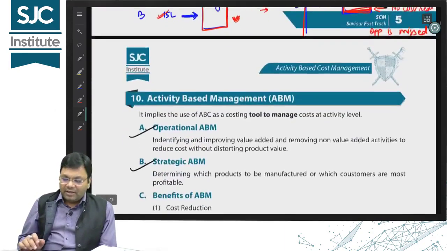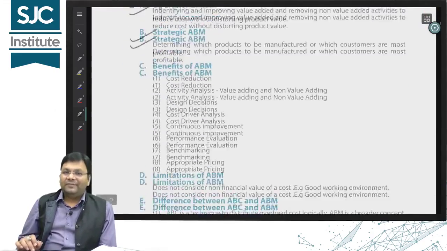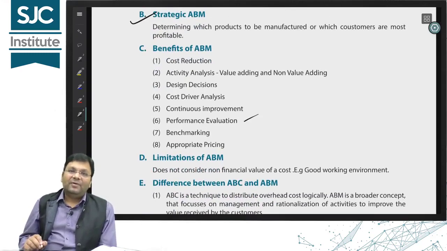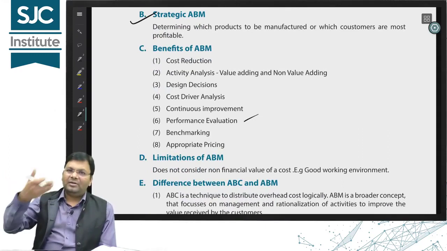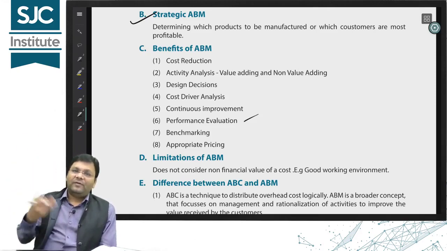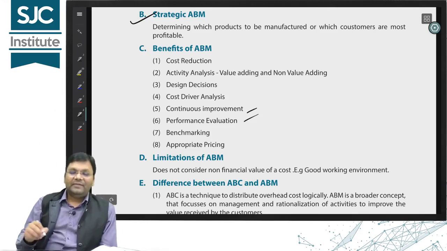So that way you are understanding, okay, it is doing better performance, and it is also able to save some money for the company. So performance evaluation can also be done with the help of ABM practices. ABM is basically reading your ABC information to do something more. So you can do performance evaluation using ABM principles. Then you can seek continuous improvement using activity based budgeting.